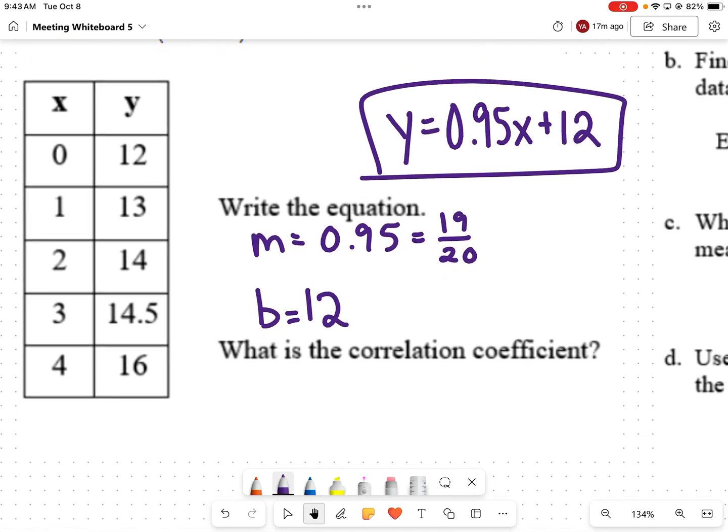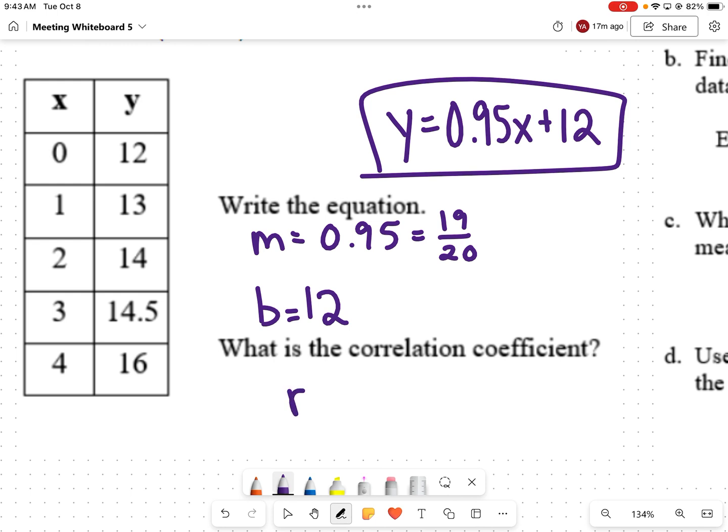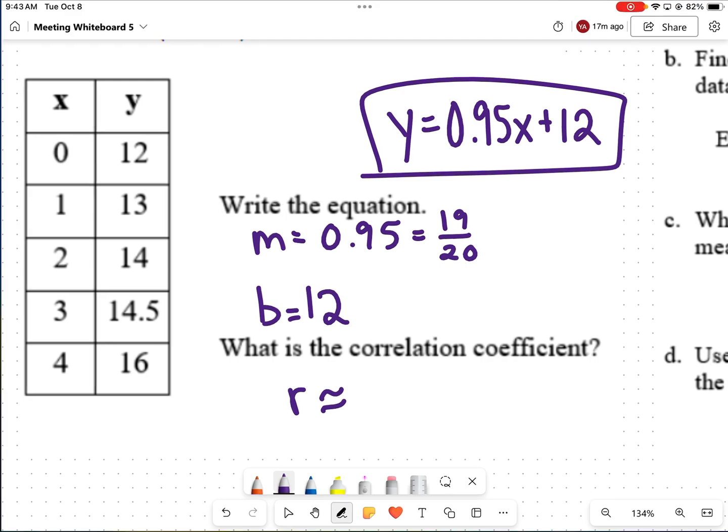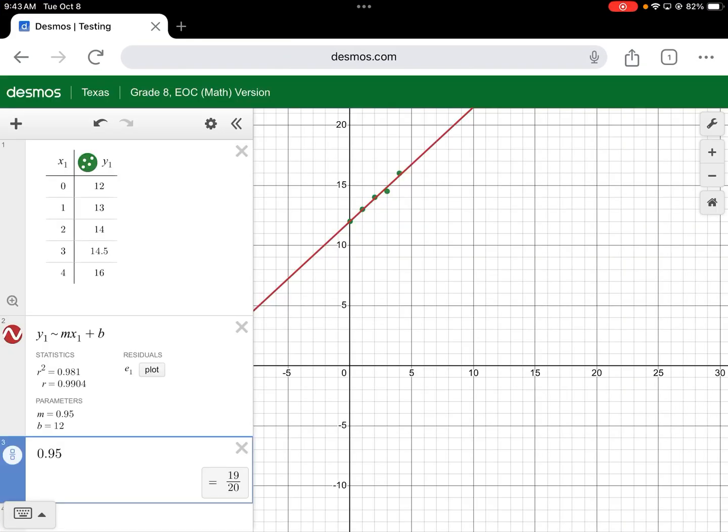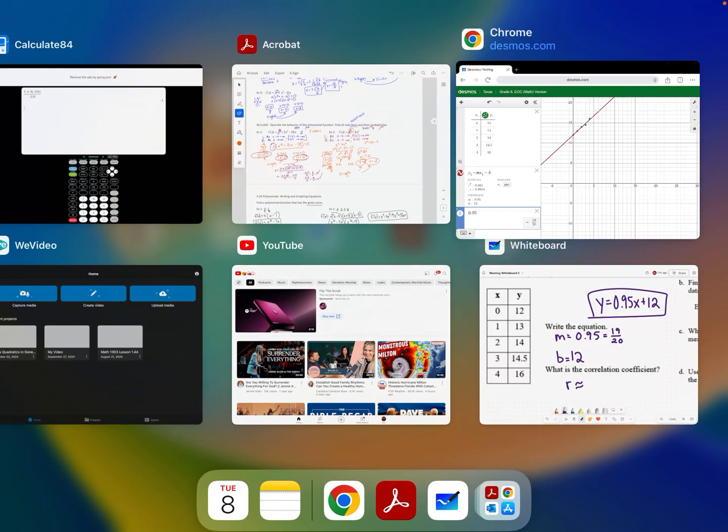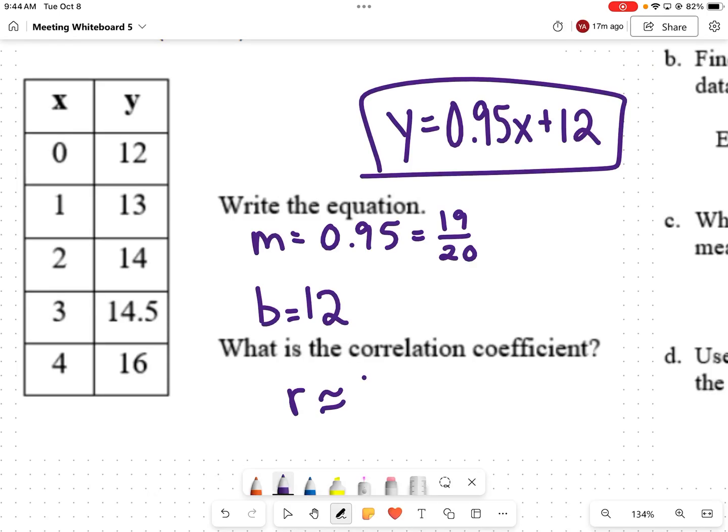Okay, and then our last question is, what is the correlation coefficient R? We're only going to go to 2 decimal places. So look back at Desmos. And it is not R squared, we want R. So 0.9904. Do y'all see that? R, not R squared. So 0.99 basically. 0.99. So that is very strong and it's positive. So it's a strong positive correlation. How do you know if it's strong? The closer it is to 1 or -1 is how you know if it's strong or weak.